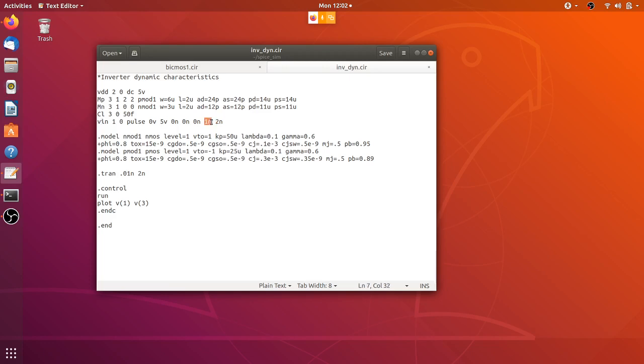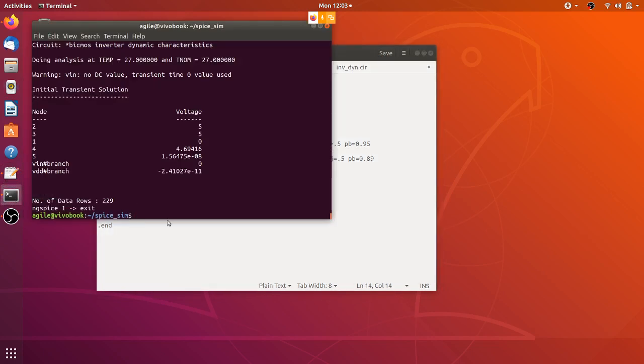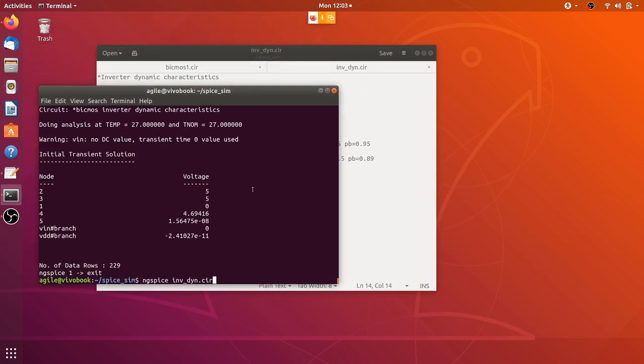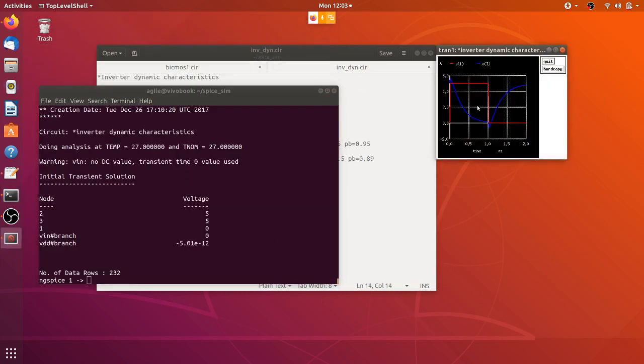1 nanosecond is the high state, and then the period is 2 nanosecond. And I am going to run this simulation for 2 nanosecond. I am going to plot the transient response. So let's go to the terminal, and I will type ngspice inverter_dynamic. So this is something we have already seen.